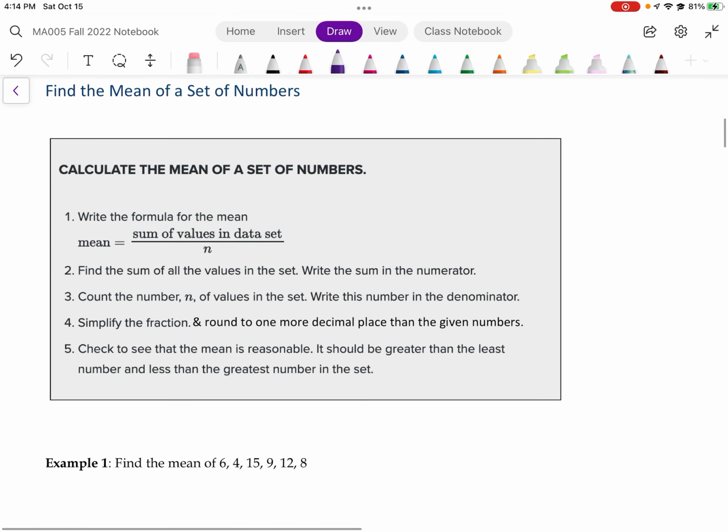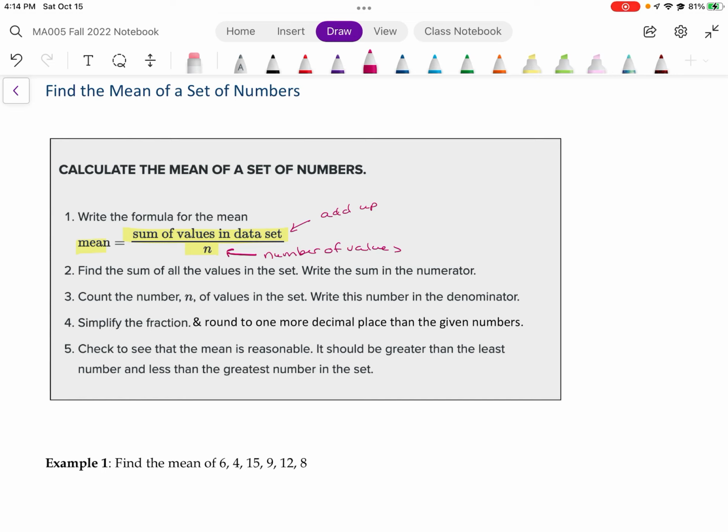So first we're going to look at the mean of a set of numbers. If you don't know this formula already, you might want to get that in your notes. What you're going to do is find the sum of all the values, in other words, add them up, and then write the sum up in the top. N is the number of numbers, right? So the number of values goes in the bottom. Then you're going to have either a fraction, which is simplified, or a decimal, or sometimes both.